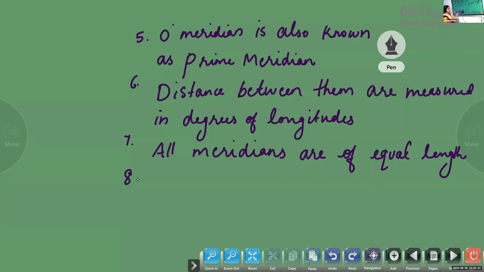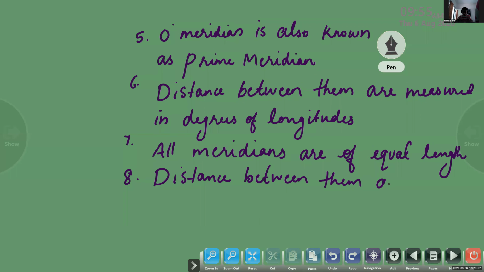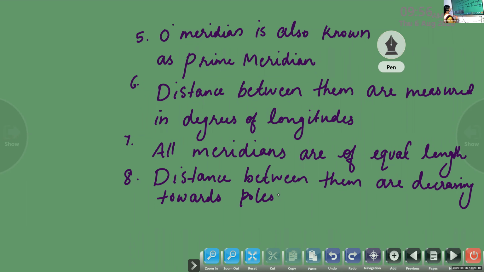8th point. Distance between them are decreasing towards the poles, right? Distance between them are decreasing towards poles. Clear? Yes, ma'am.